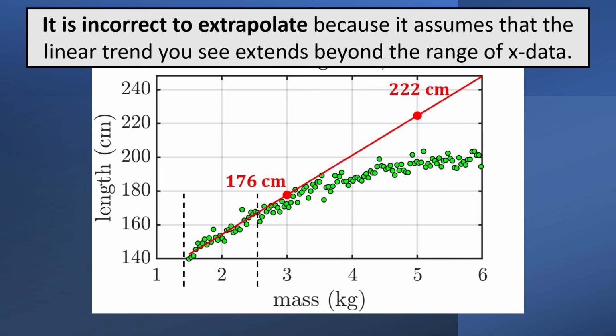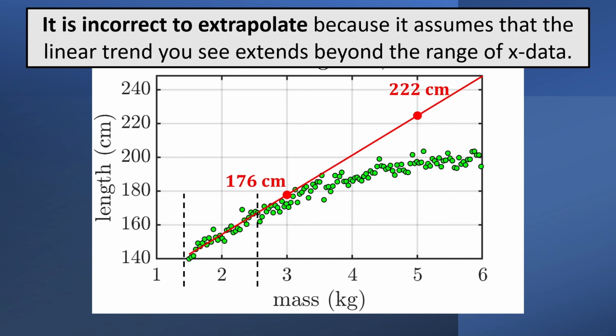And it's also perfectly all right to make predictions for snakes whose mass is in that range between those dashed lines. If we were to make a prediction for snakes whose mass is outside of that range, say 3 kilograms or 5 kilograms, that would be incorrect. That would be called extrapolation. The reason it's incorrect is because the only data we've seen is between 1.5 and 2.5 kilograms. That data looks linear, but we don't know if the linear trend extends beyond 2.5.